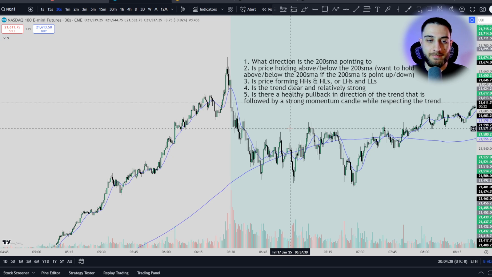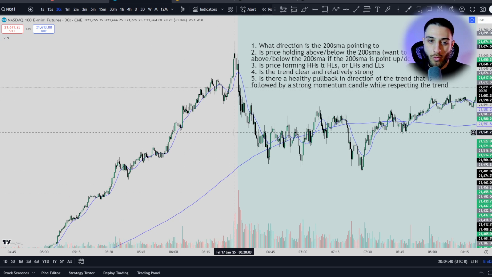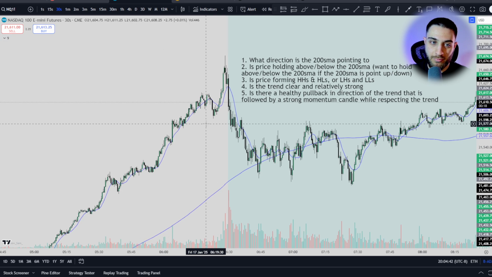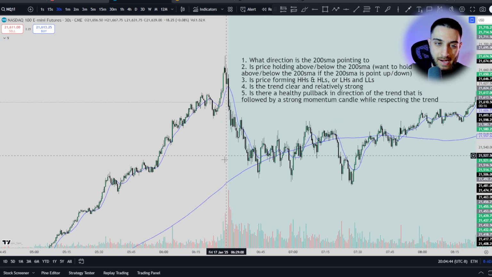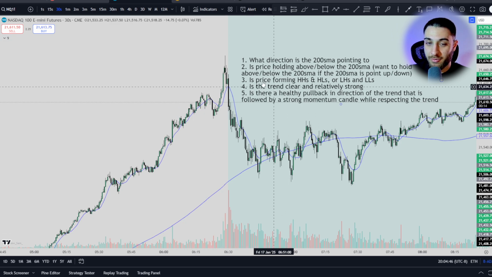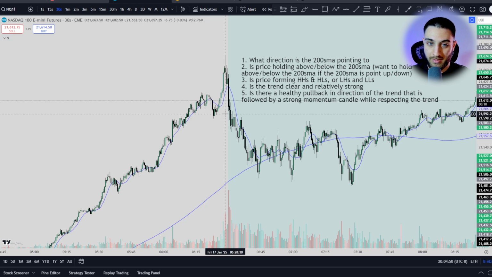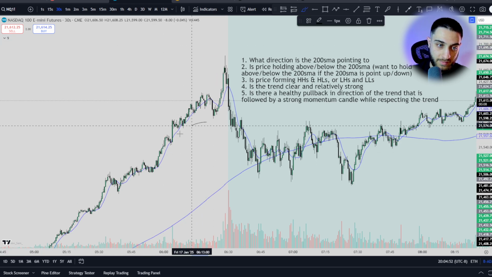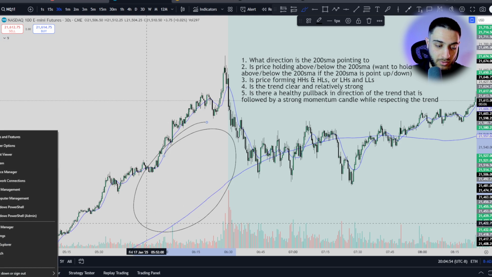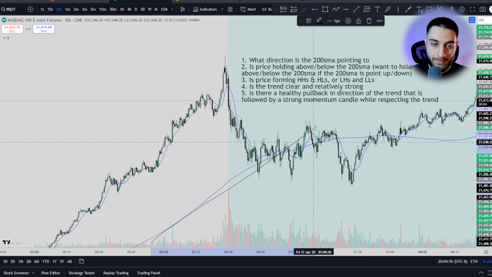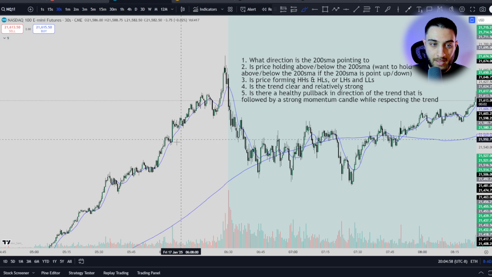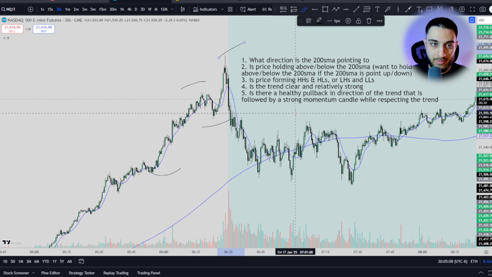All right, so going into market, what is the 200 SMA doing? Pointing upwards. What is price doing? Higher highs, higher lows. So what are we going to look for? We are going to be biased towards long, because we are, first of all, holding above the 200 SMA. The 200 SMA is floating upwards, and we're forming higher highs and higher lows.